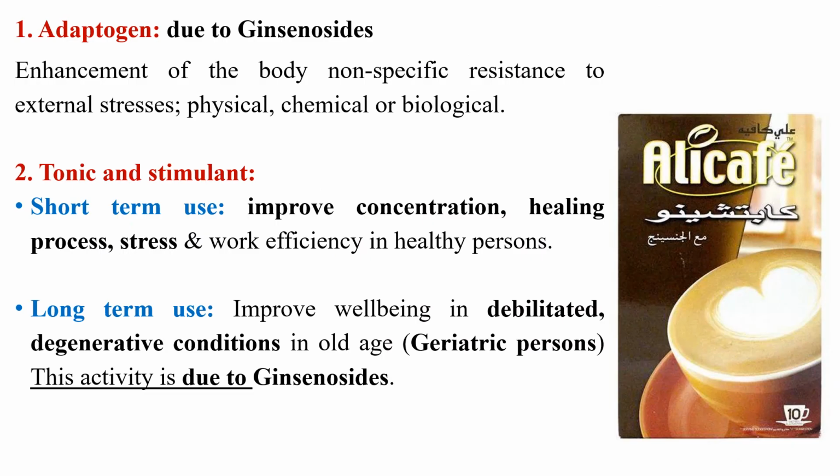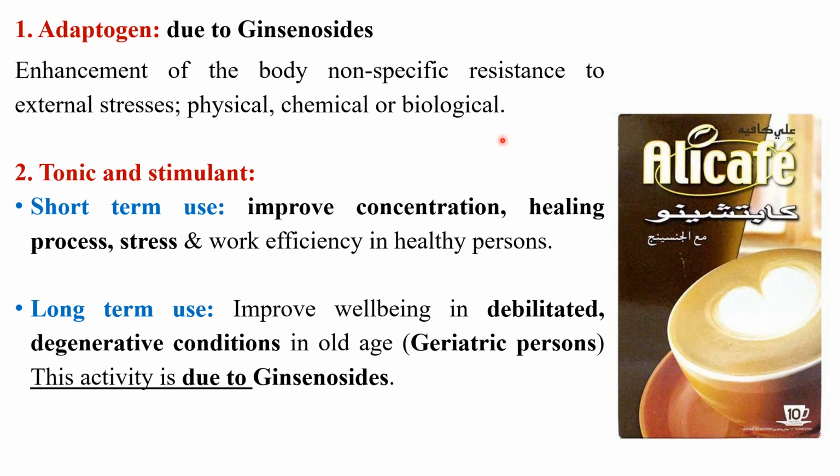Uses. There are several uses for ginseng, and these are some of the most important uses for ginseng root. The first use is adaptogen. Due to the presence of ginsenoside, adaptogen means enhancement of the body's non-specific resistance to external stress, physical, chemical, or biological stresses. Adaptogen means that it restores the normal level of hormones and blood parameters inside the body. So if some hormones are elevated, it decreases them to the normal level, and if others are decreased, it increases them to reach the normal level.